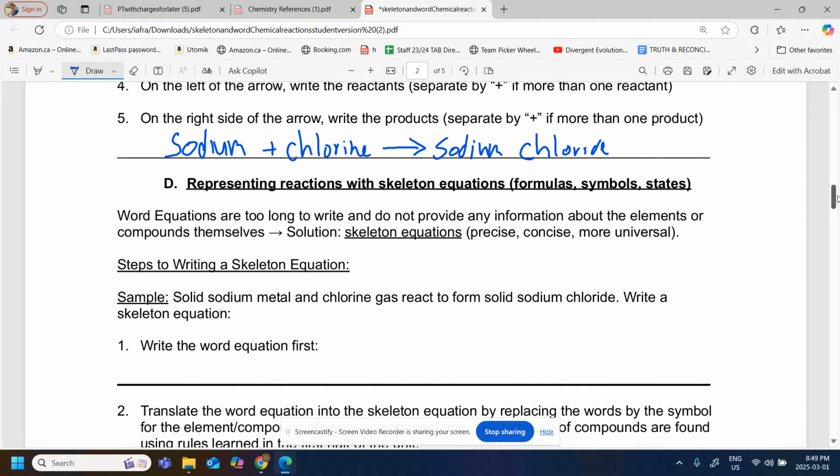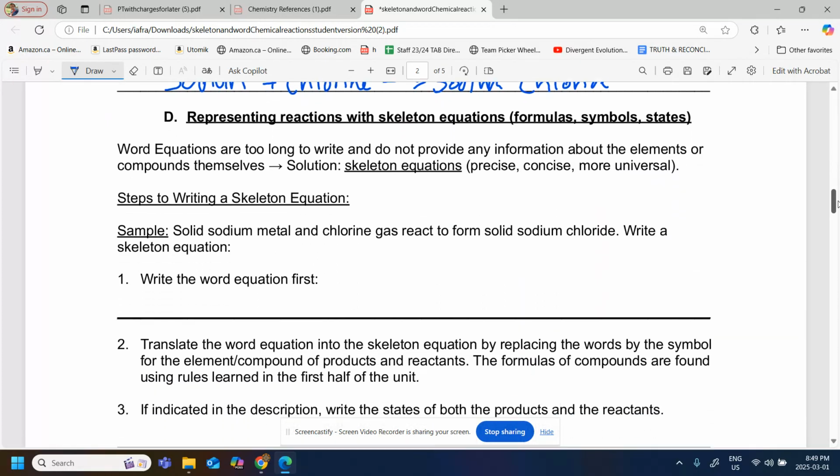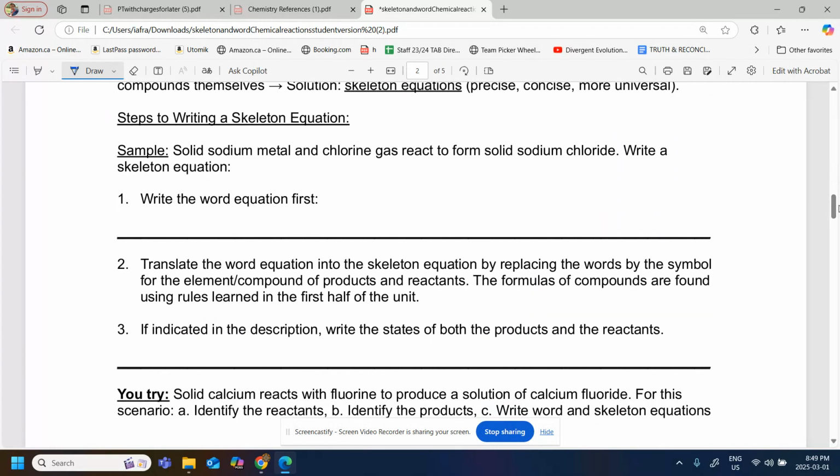Now, remember, word equations, while they are useful, so here we have sodium plus chlorine producing sodium chloride, you can see they're kind of long to write. And also, not everyone speaks the same language. So sodium and chlorine and sodium chloride, they're different in different languages. So not everyone will be able to understand this word equation written in English. So that's why sometimes we'll instead write a skeleton equation where we convert everything into their symbols.